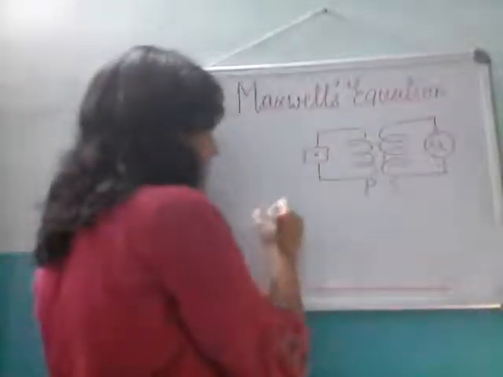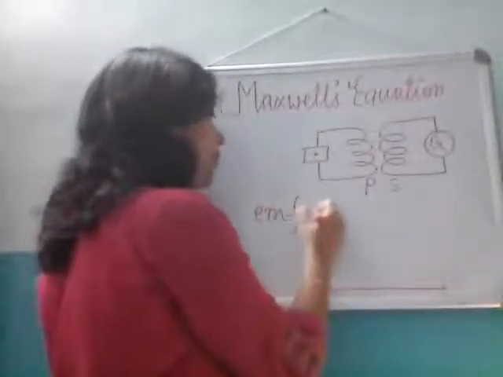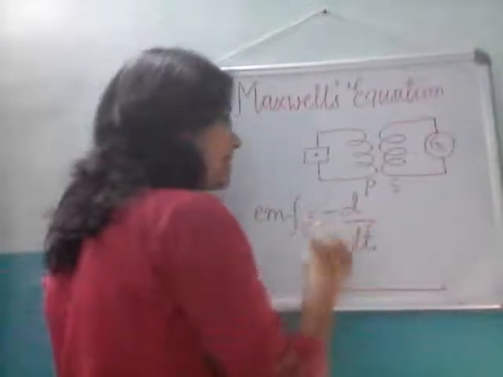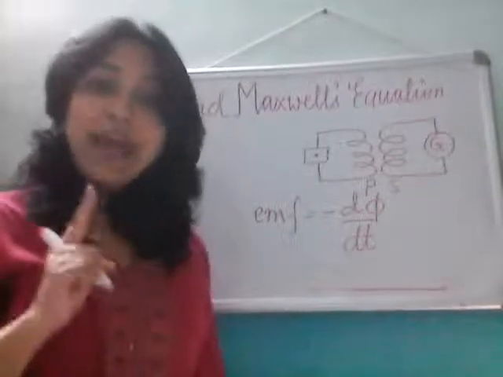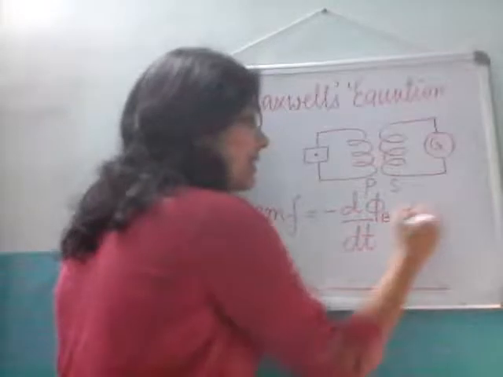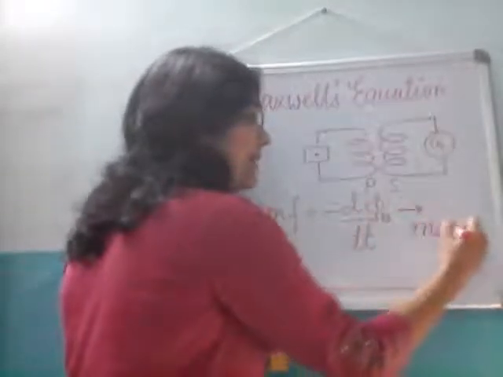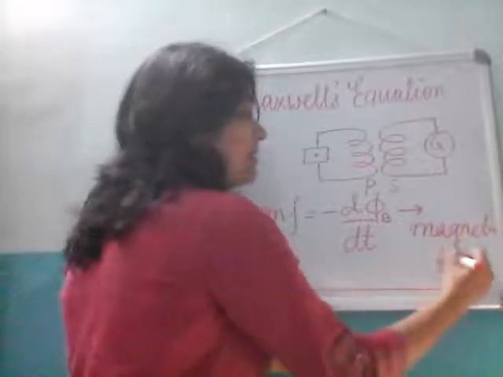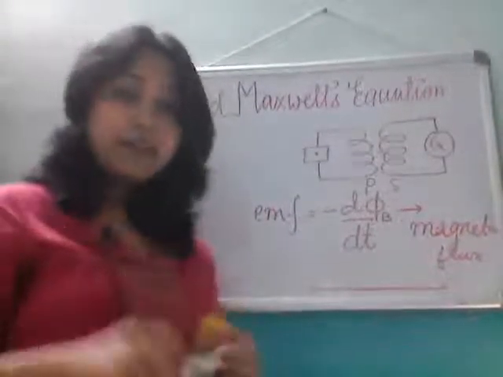He said that this EMF was equal to minus d/dt of phi. What was this phi? This phi was the magnetic flux. Please note all of it. We are going to obviously discuss it, but please see here what I have written.